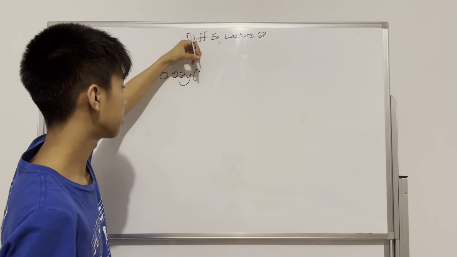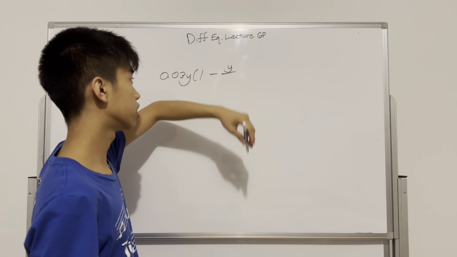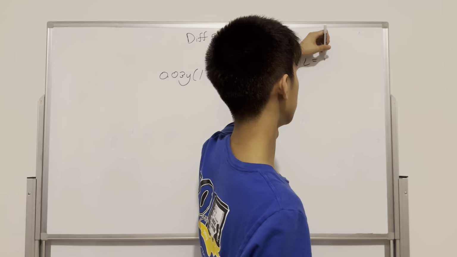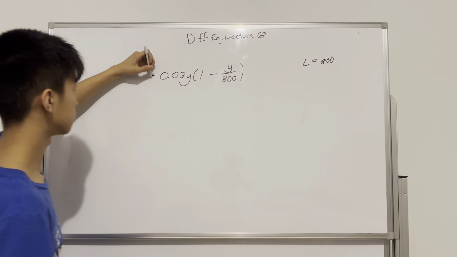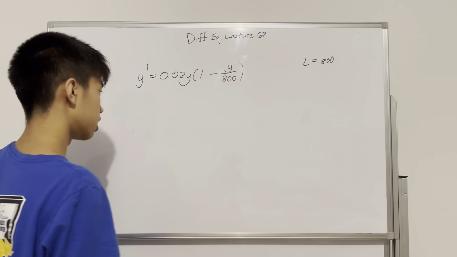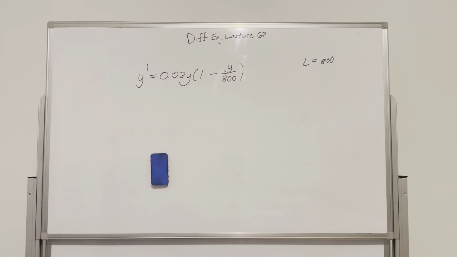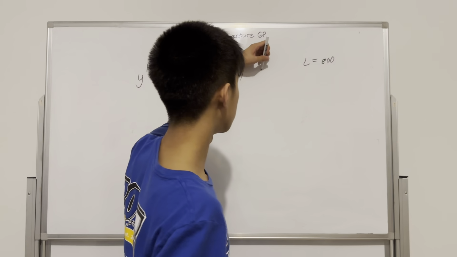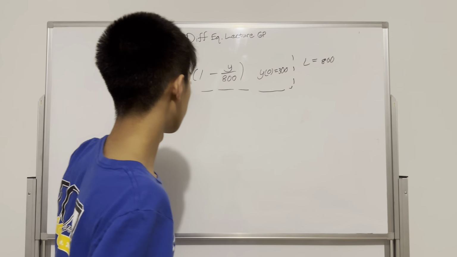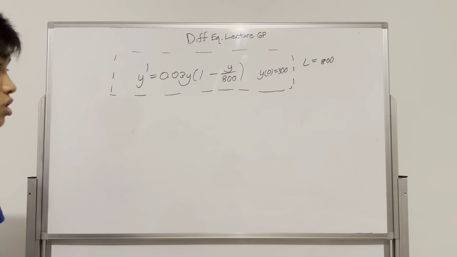Okay, so let's say we have the differential equation 0.03y times 1 minus y over, say you had a carrying capacity of 800. So L equals 800. And this is equal to y prime. So let's say this models, I don't know, a population of chimpanzees in an ecosystem, where their initial population is, I don't know, 300. So we want to find a solution to y that models these conditions.